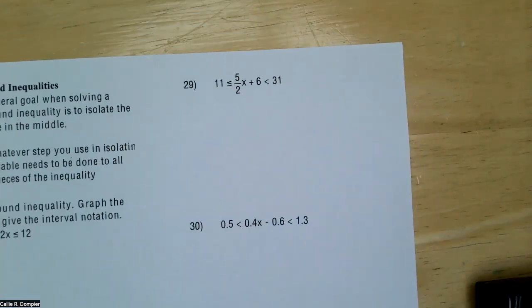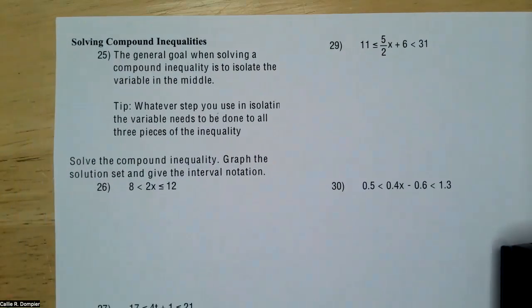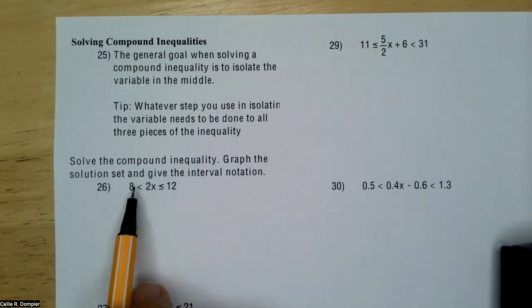Compound inequalities, we want to isolate the variable. The general goal when solving a compound inequality is to isolate the variable in the middle. Whatever step you do in the middle needs to be done to both sides of the inequality. When you have an equal sign, you only have 2 sides, right? In all of those other examples, you had a left side and a right side. Now you have a left side, a right side, and a middle. What you need to do is treat all 3 of those the way you treat the 2 sides of an equation.